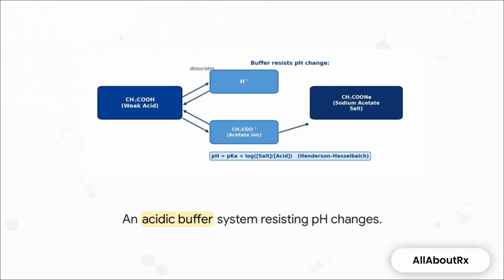So how does this protection actually work? Well, it's a team effort. You combine a weak acid, like acetic acid, with its salt, like sodium acetate. And the exact same concept applies to basic buffers too, like ammonium hydroxide paired with ammonium chloride. Introduce an acid, and the salt neutralizes it. Introduce a base, and the weak acid neutralizes it. It's this brilliant chemical balancing act that keeps the solution stable and prevents the active drug from degrading.